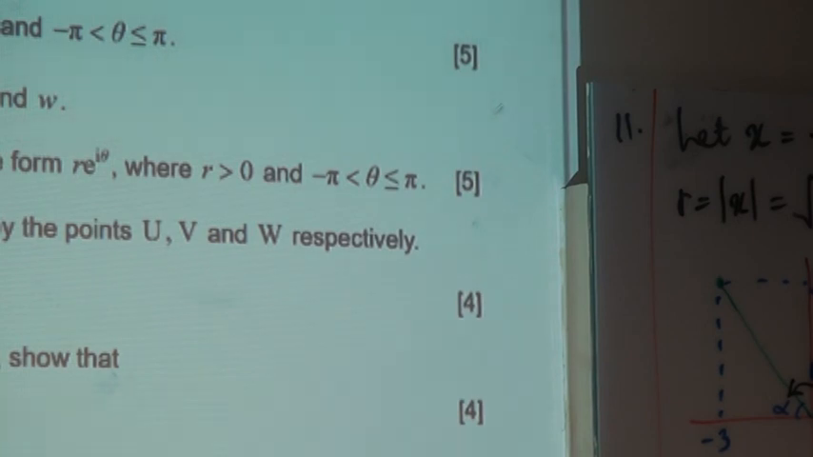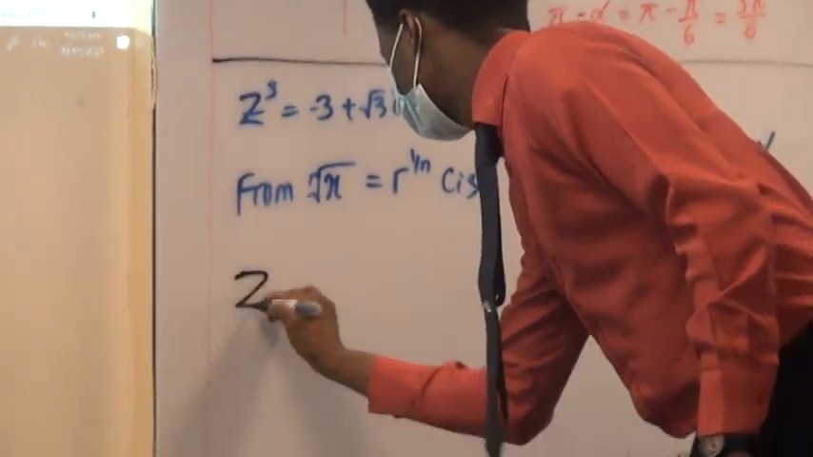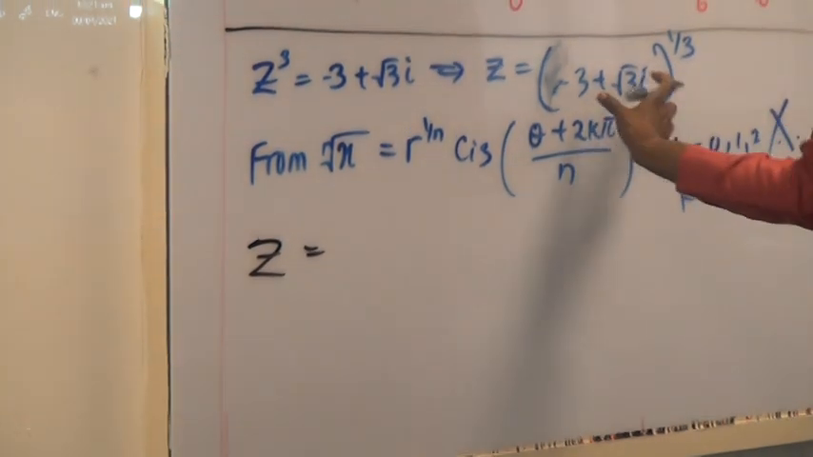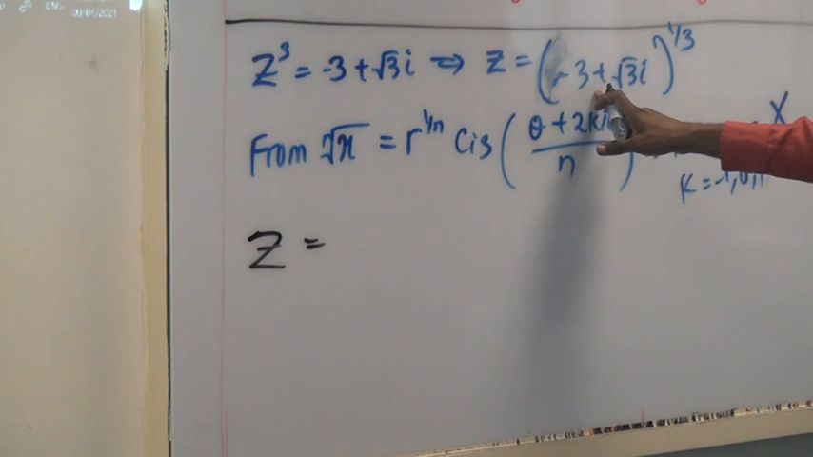That was the major issue for some of us. So let's substitute first before we think about the k. We have our z, which is the cube root of this, and it will now be the modulus of this. Hello, are you with me?